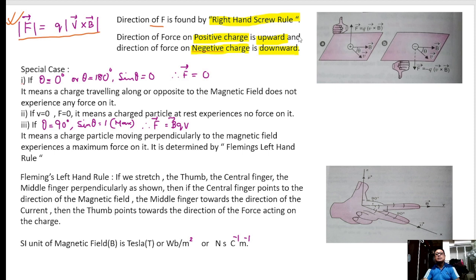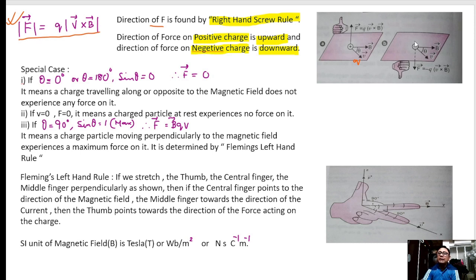Please watch here: the direction of force on a positive charge is upward, and the direction of force on a negative charge is downward. See here, this is the magnetic field, and this is the charge moving with a velocity v at an angle theta. So this is a positive charge. Please watch here, positive charge. So the direction of force is up.